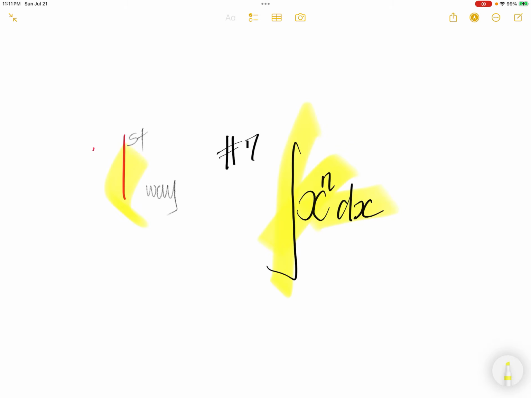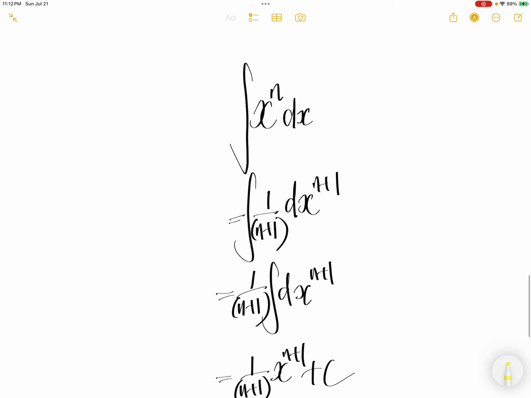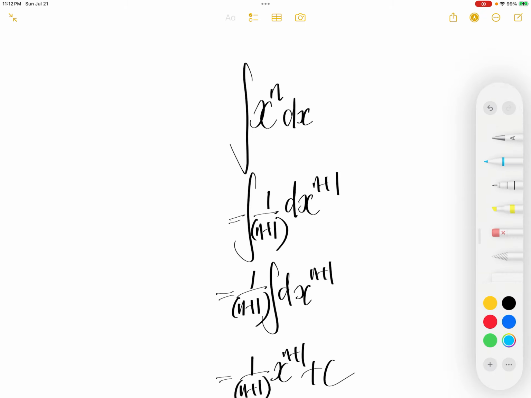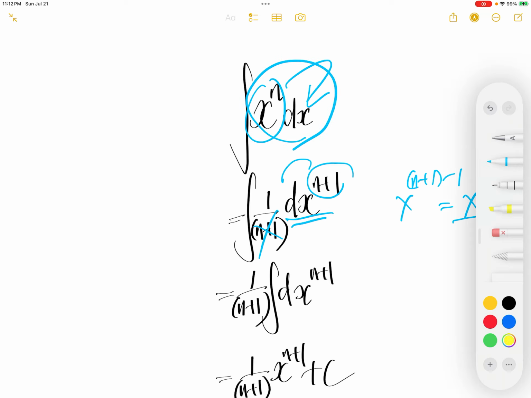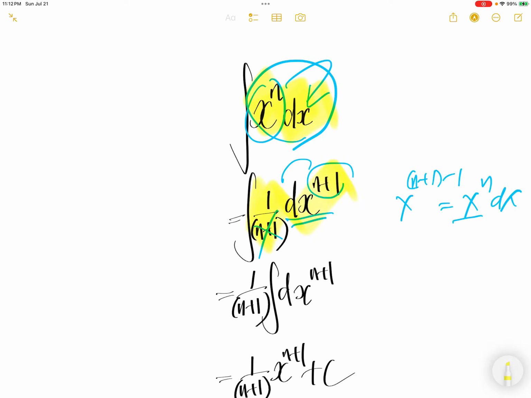Integral x power n dx. Let's look at the first way. We're gonna push this into dx. The derivative of x power n plus 1 is n plus 1 comes down, cancel with this guy, and then x to the power n plus 1 minus 1, which is called x to the power n dx. So this piece is in fact that.